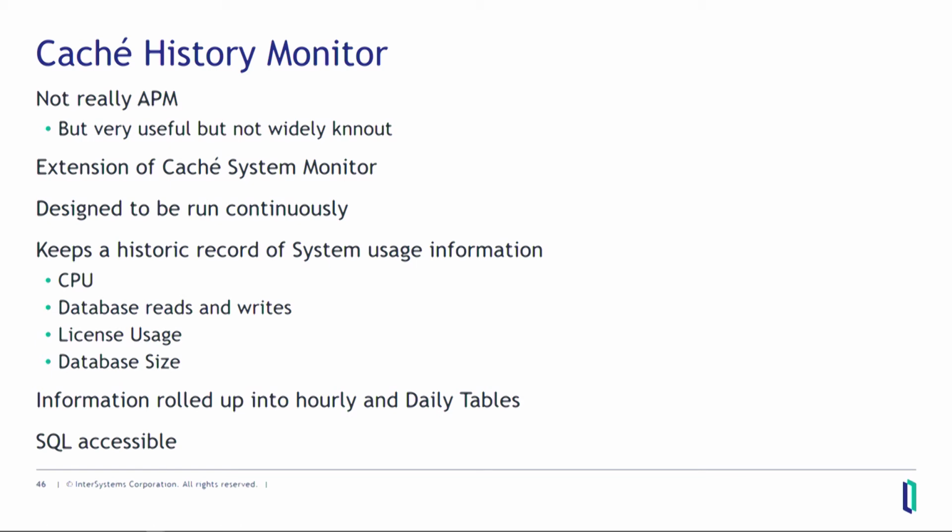People know how to run pButtons, and you get a huge amount of data that you've got to pour through and write tools to analyze, or you could just use the History Monitor and turn it on if you just go to the documentation and do that. It keeps a nice historic record of system usage information, and it's SQL accessible.